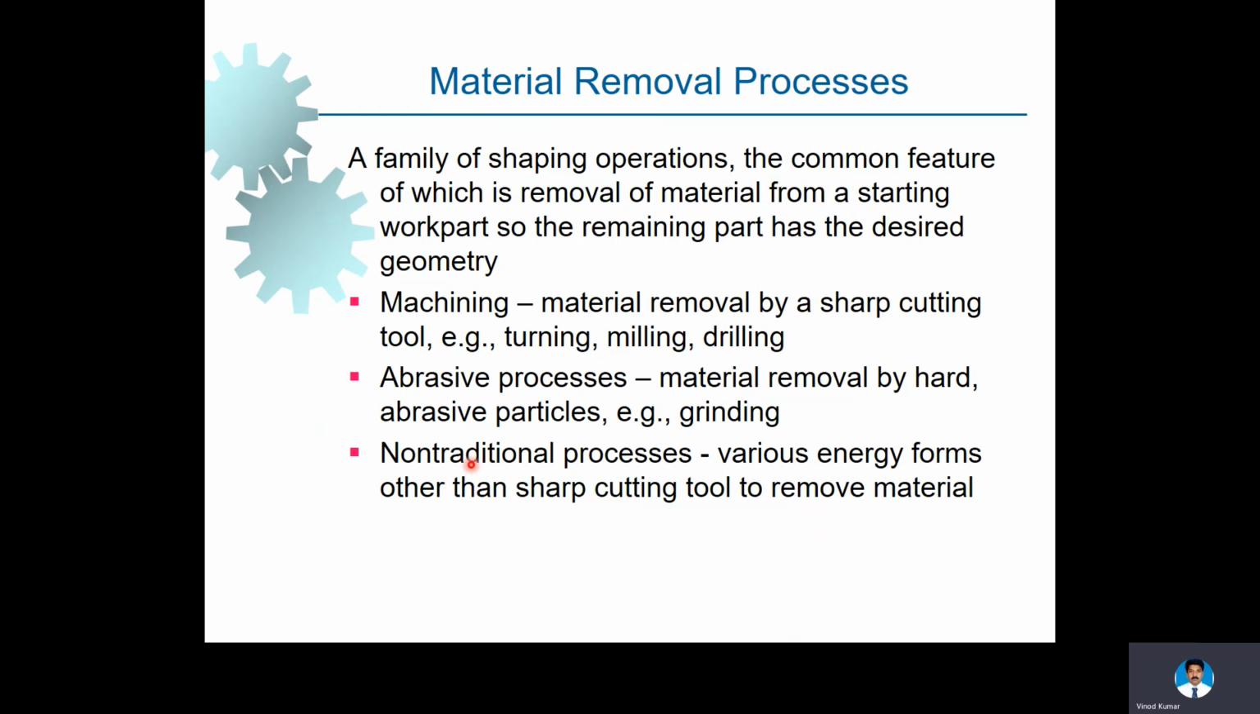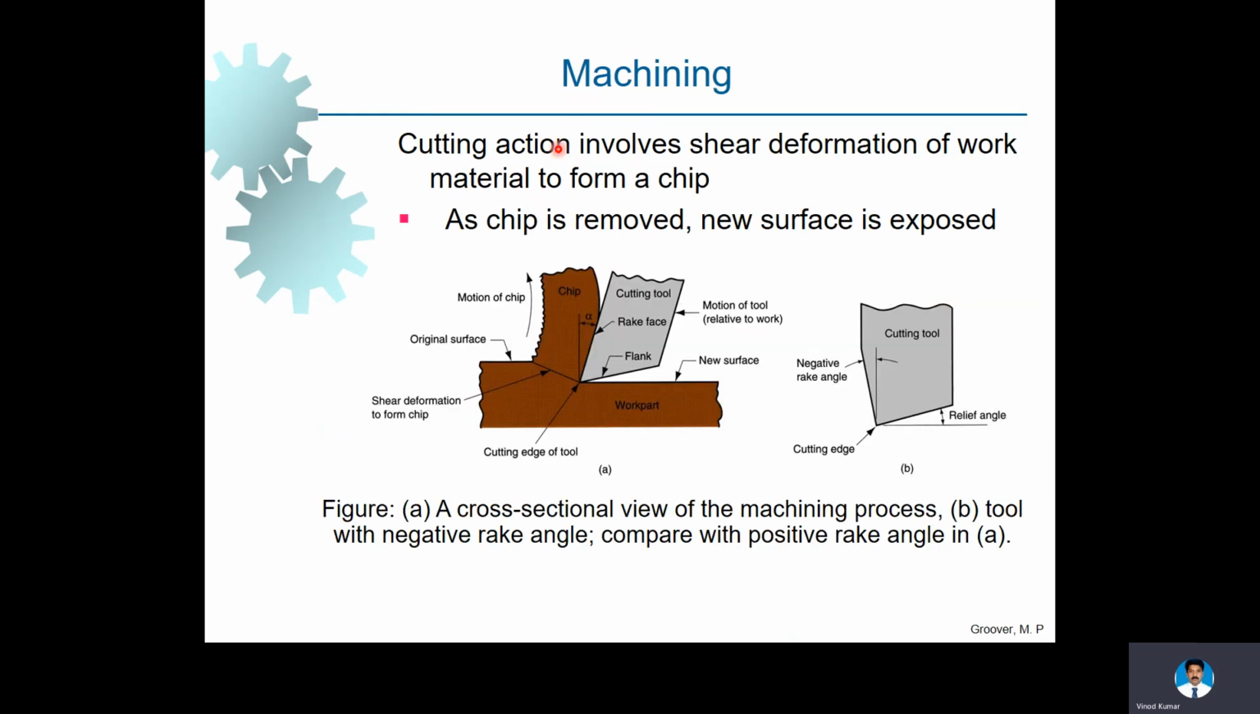Non-traditional process means we remove the material by chemical acids, for example, the chemical etching process, or we say the chemical milling process. So without any sharp cutting edge or cutting tool, we remove a certain amount of material. That is called non-traditional processes. So let us start with the machining process.